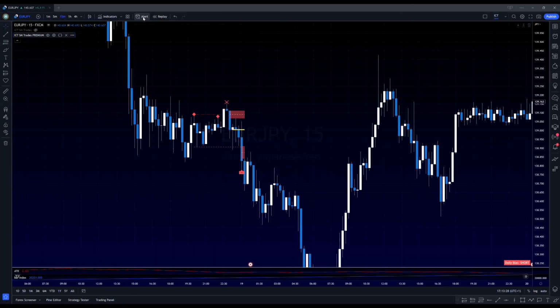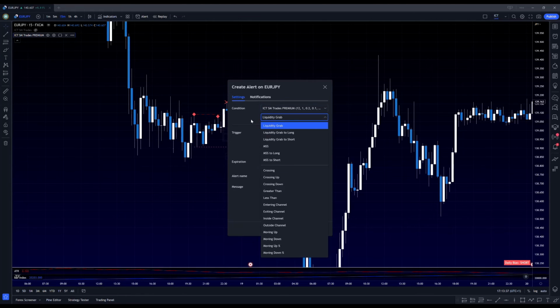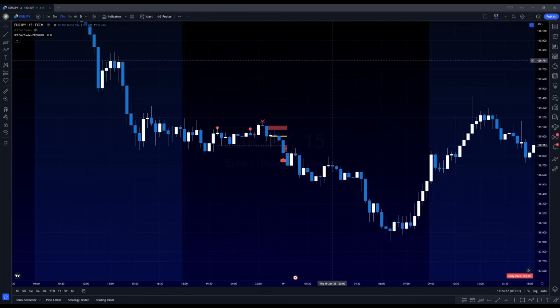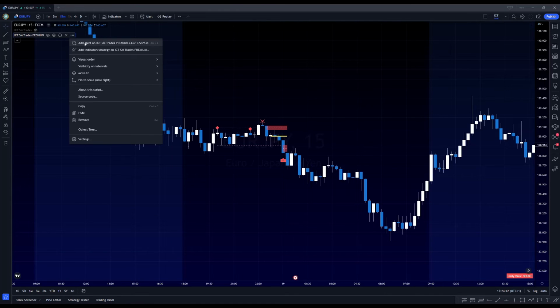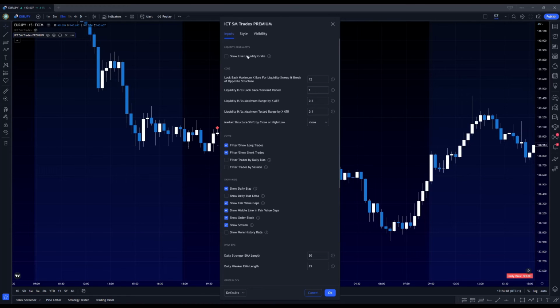Easy. Okay, and we can add alerts here as well when we select ICT SM Trades, and this is the same as previous. But guys, please, if you want to create liquidity grab alerts, so these three, make sure that you have checked this option, because if you have not checked it, you wouldn't see the live liquidity grabs that you get alerts for. So if you get an alert for liquidity grab, it is a live liquidity grab, and if you haven't checked this option, you wouldn't see it.